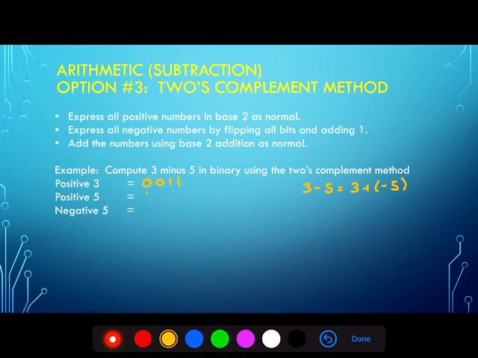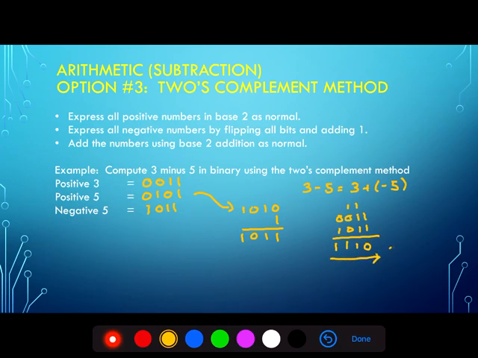And now positive 5 will be just 0, 1, 0, 1, but we'll have to convert to 2's complement to get negative 5. 1, 0, 1, 0 plus 1 gives us 1, 0, 1, 1, and that's negative 5. Now we can simply add the 2 together, 0, 0, 1, 1 and 1, 0, 1, 1, and our result is 1, 1, 1, 0.